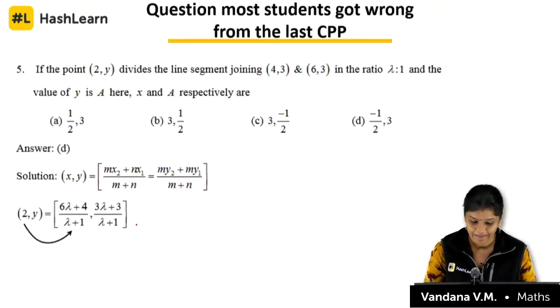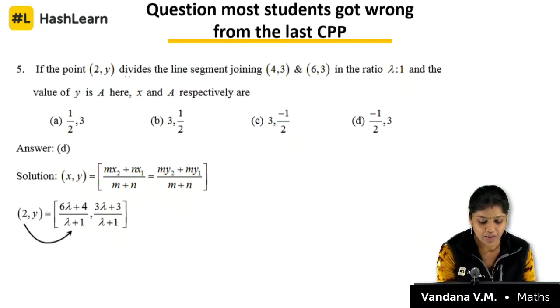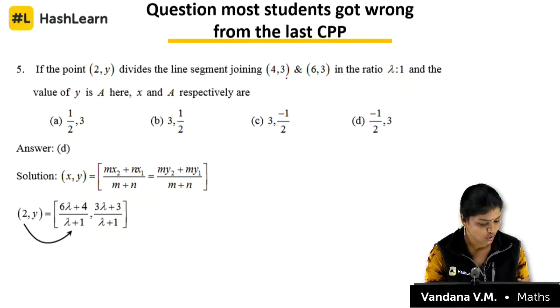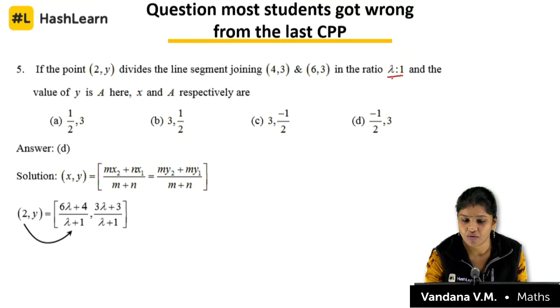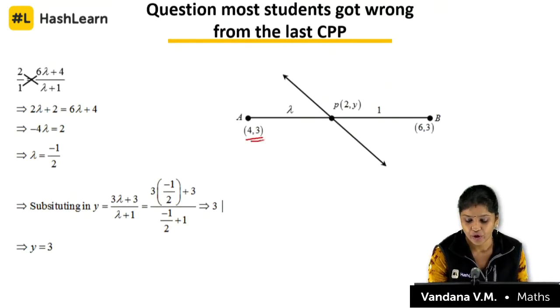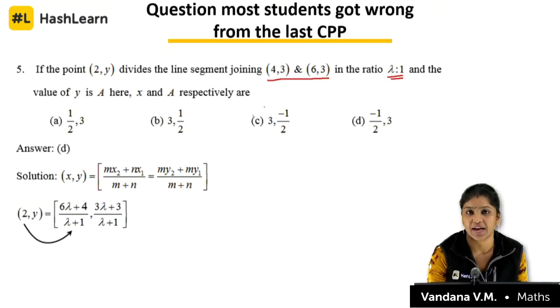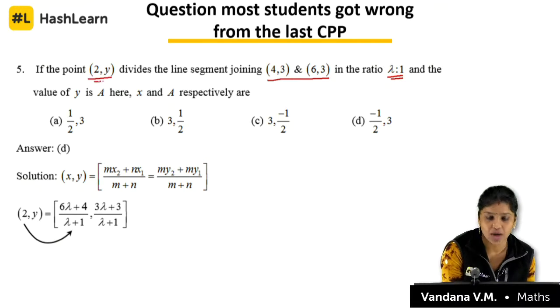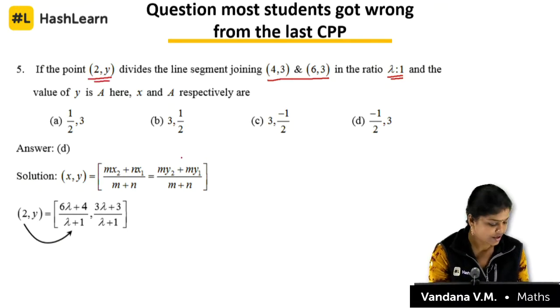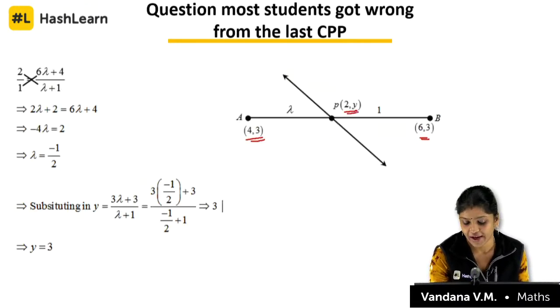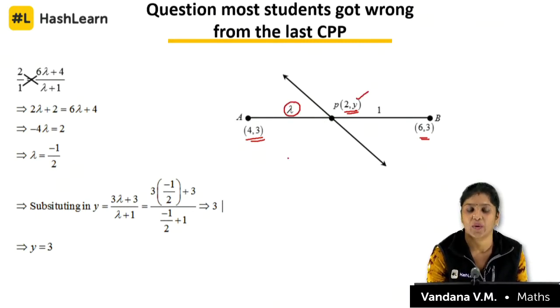Here goes the question. If the point (2, y) divides the line segment joining the points in the ratio of lambda is to 1, means what? There is a line with points (4, 3) and (6, 3), right? And the point (2, y) is dividing them in the ratio of lambda to 1. Now, I would like to find out the value of lambda as well as y.